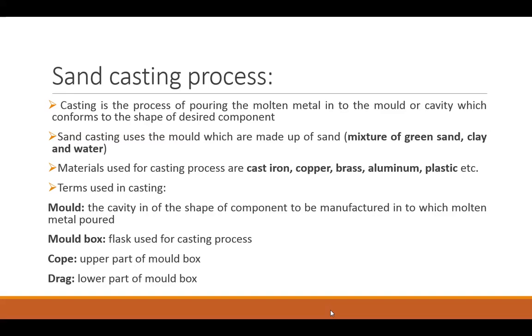The basic terms which are used in the casting process: the first one is mold box. It is a flask used for the casting process. It has two parts, cope, that means the upper part of the mold box, and drag, that is the lower part of the mold box. Basically, mold means what? It is the cavity of the component to be manufactured into the desired shape by pouring the molten metal.